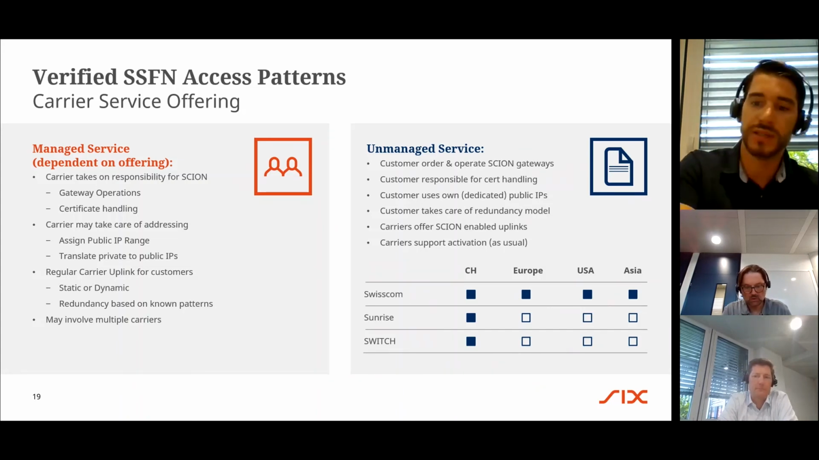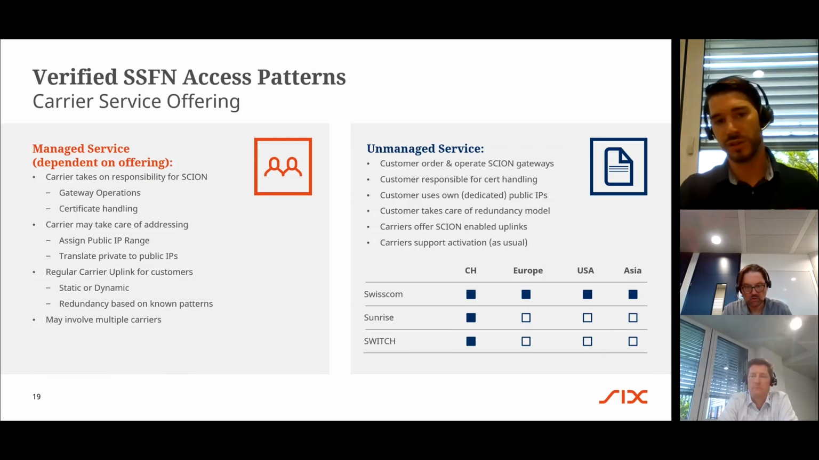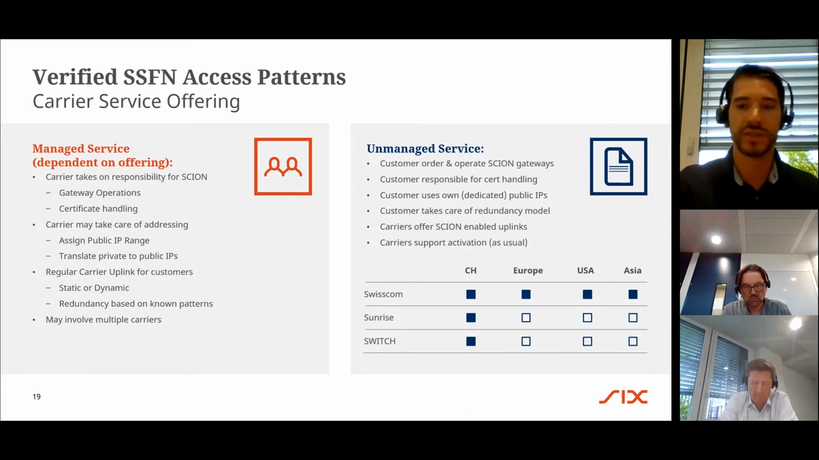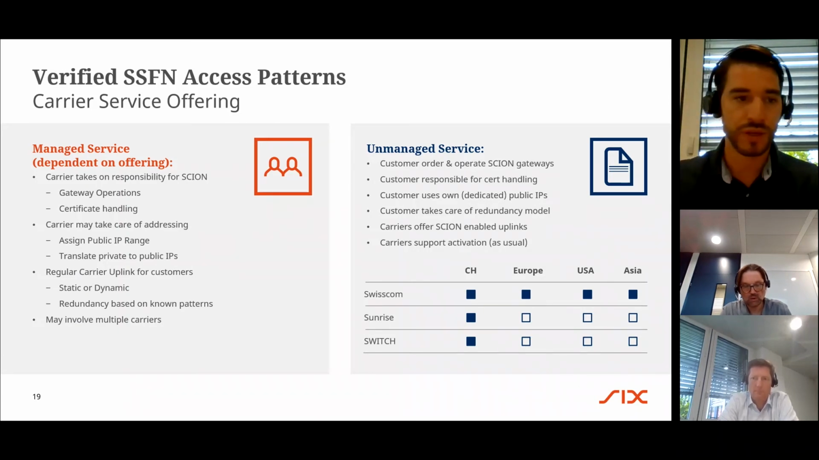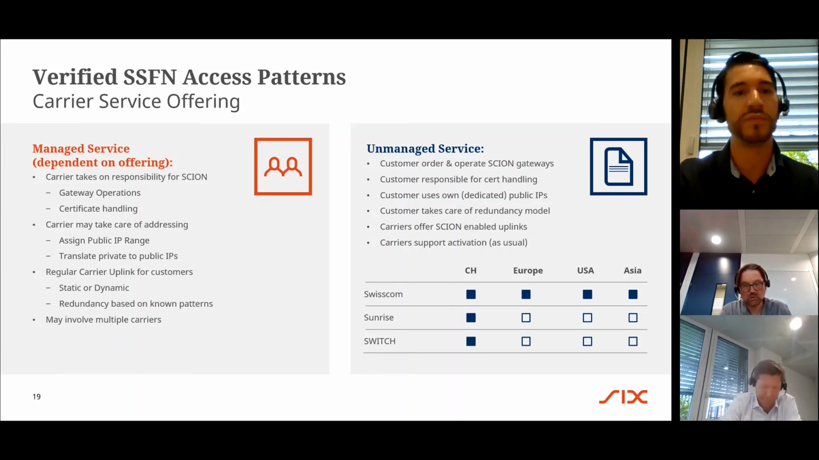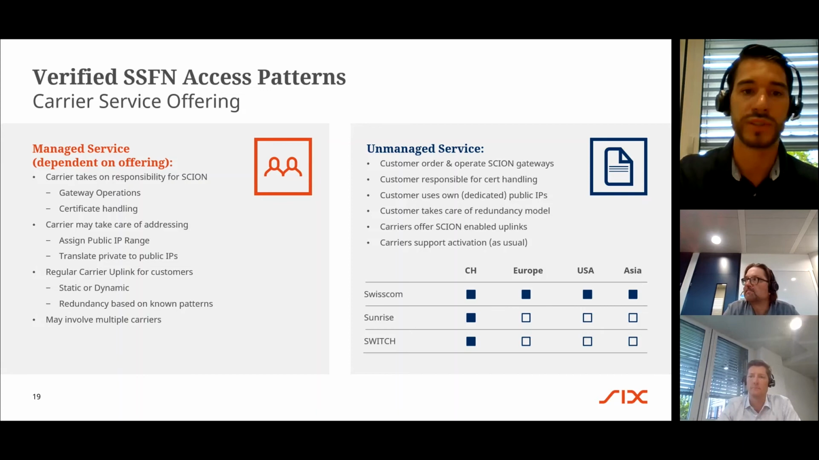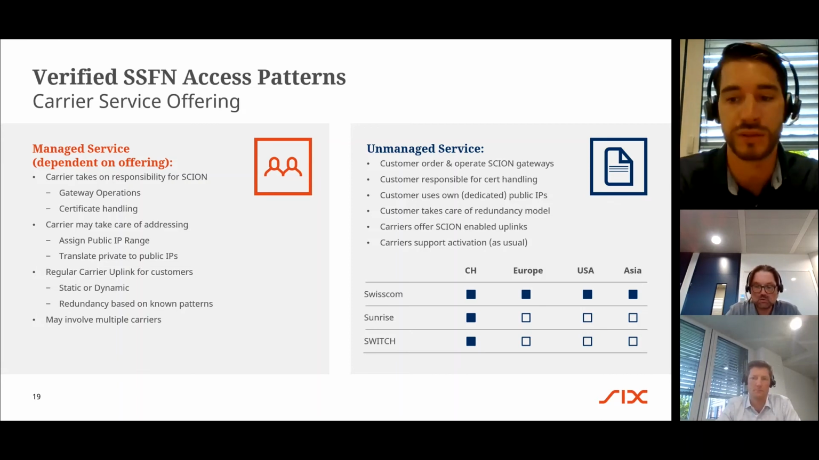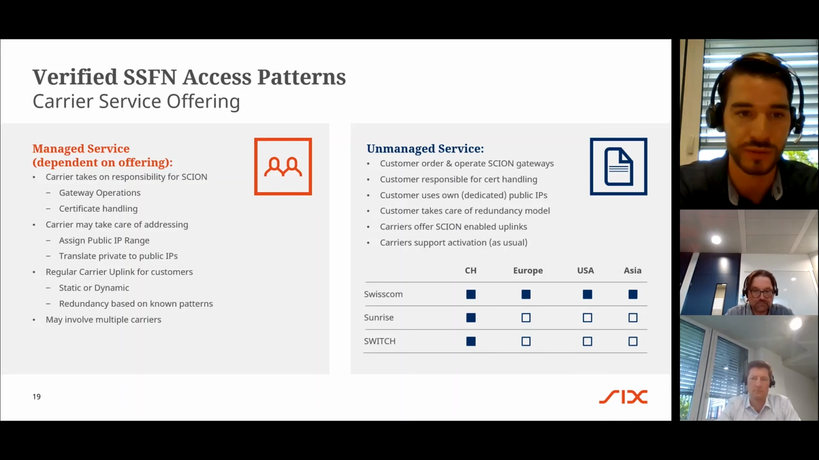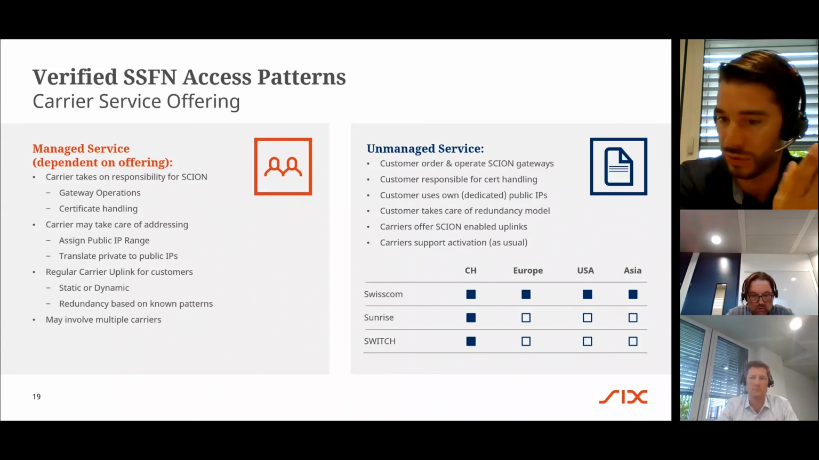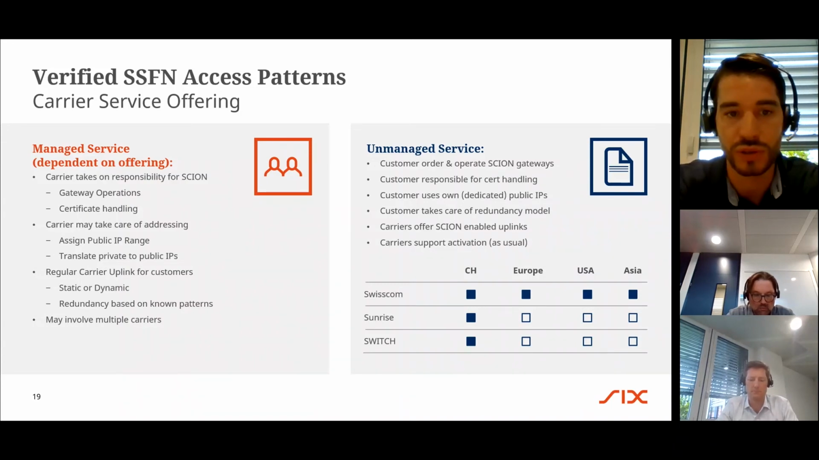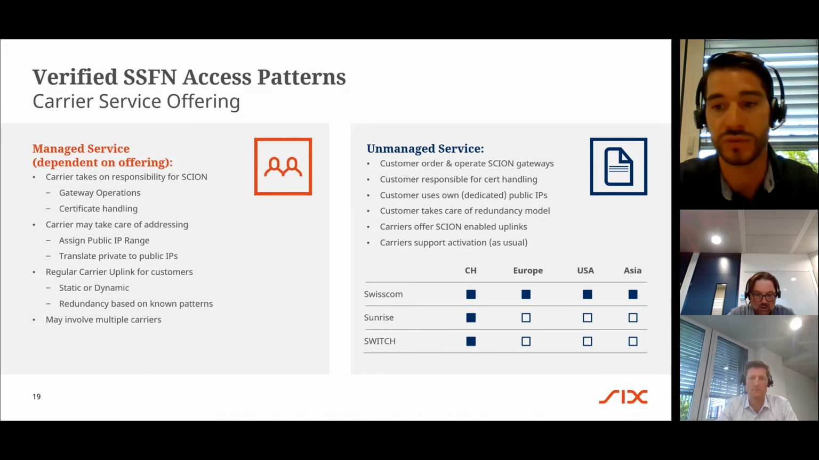The certificate is still, of course, issued to the customer. However, the carrier will go through the whole process to get the certificate, install it, and also the regular renewal and everything that's related to it. The carrier may also take over responsibility for the addressing. And in case there is translation, also for the translation of your customer IPs to the public IP addresses that are used within the SSFN.